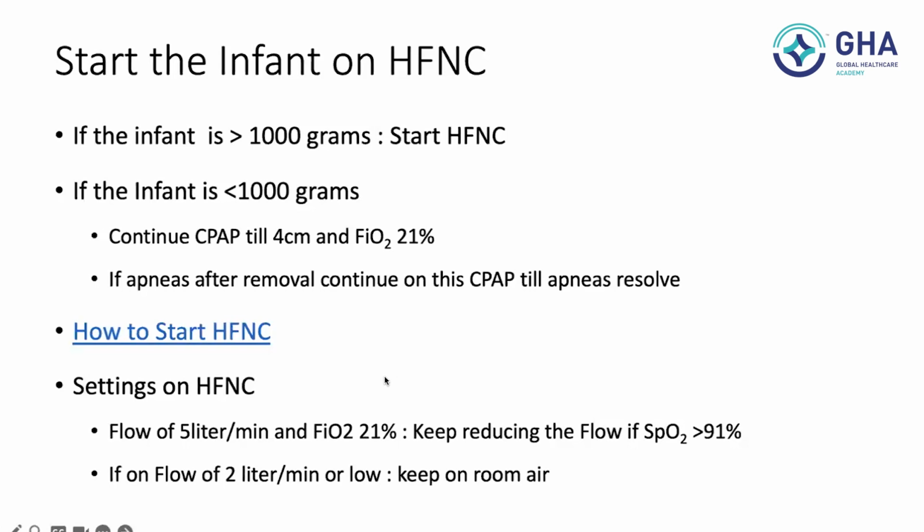So while you shift to HFNC, you can continue to keep the baby on 5 liters per minute and keep the FiO2 at 21%. And as the baby improves, you can come down on the flow rate from 5 to 4, 3, 2. Once he's on 2, you can remove the baby into room air, continue the baby on feeding, and increase the feeds. So this is a success story in this baby who is a 28-weeker and 1040 grams.